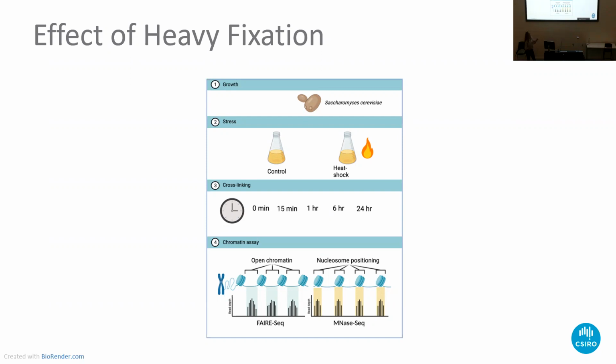And so for this, we chose to use Saccharomyces cerevisiae to expose it to an environmental condition, in this case, one that's really well characterized, putting it through heat shock, and then fixing it for different periods of time, 15 minutes, which is kind of the standard for these types of assays, up to 24 hours, which is way, way, way overkill for fixing yeast. Then we put it through these two assays to see what happened to the chromatin.